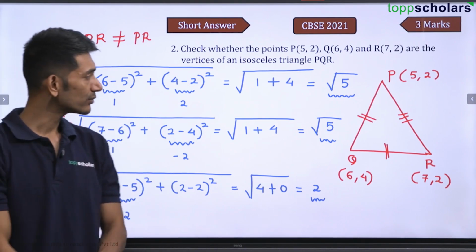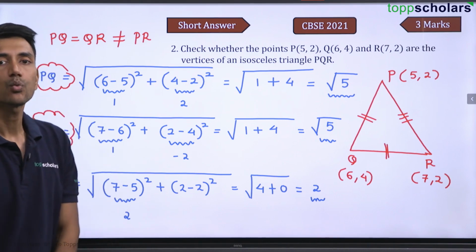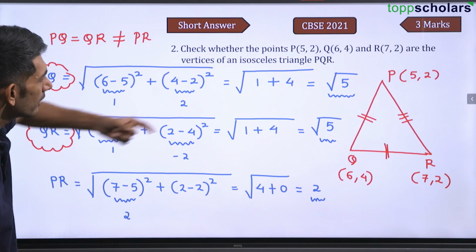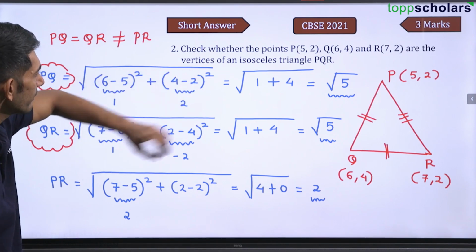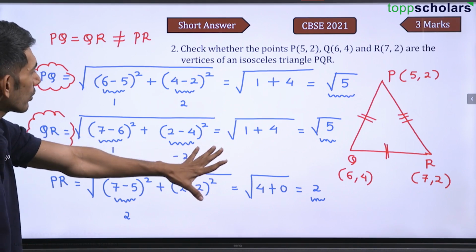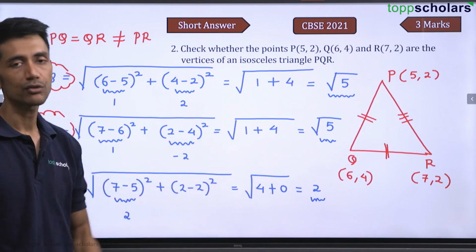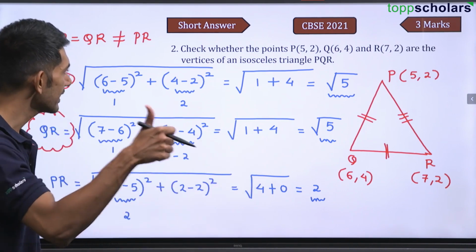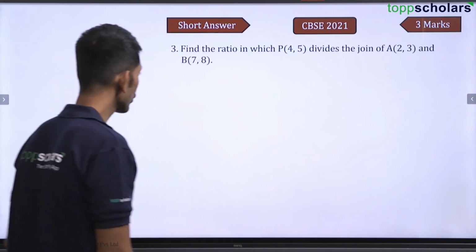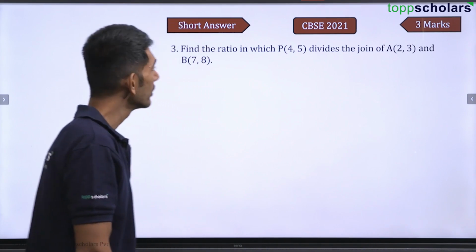The definition of isosceles triangle says that it is a triangle with any two sides of equal length. So if two sides of the triangle are of equal length, it is an isosceles triangle. We found out PQ, right? We got root 5. We found out QR, there also we got root 5, and then we found out PR, we got a different value there. That is why PQR is an isosceles triangle, yes. Perfect. Let's continue.